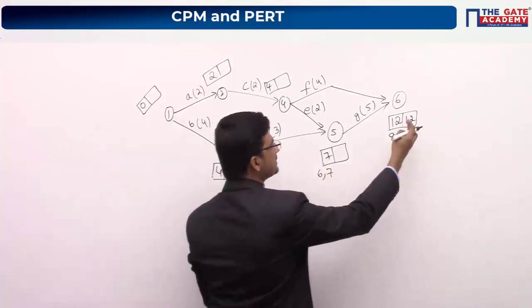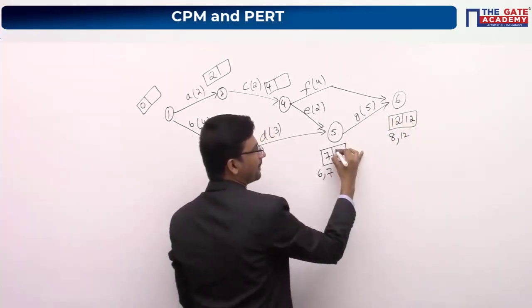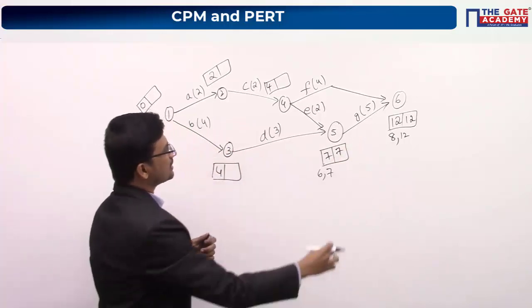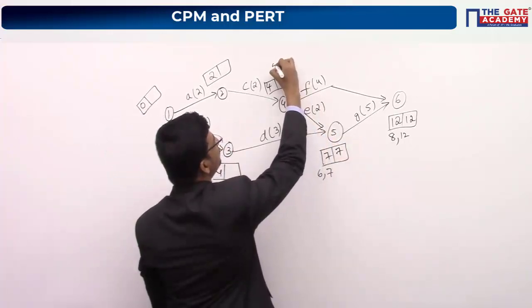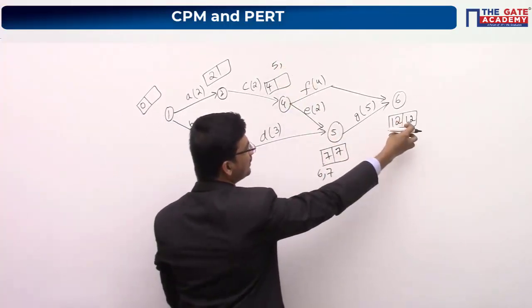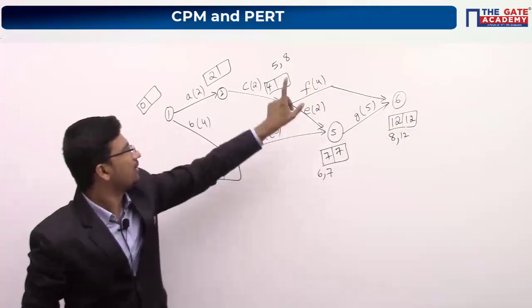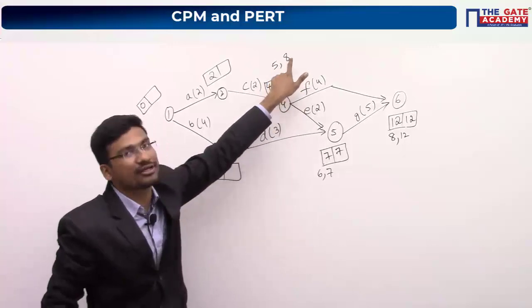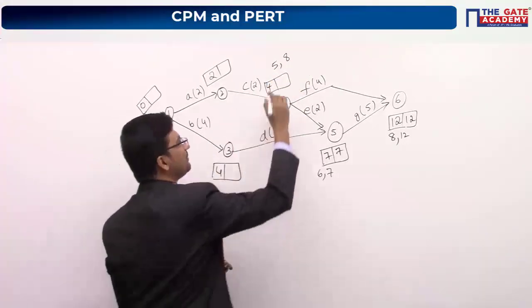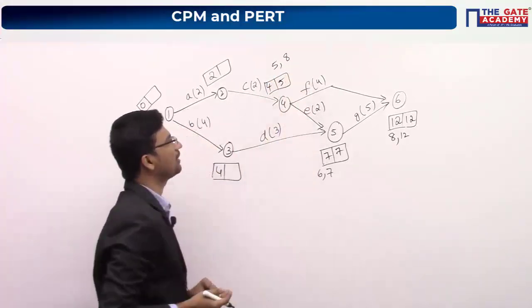So I am just doing this. 12 minus 5, it will be 7. So 7 minus 2, we can write 5 here, or 12 minus 4, we can write 8 here. Now among these two values, we have to take the minimum value, which will be 5.